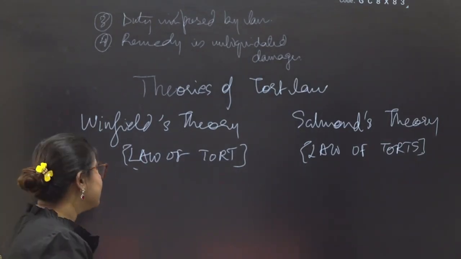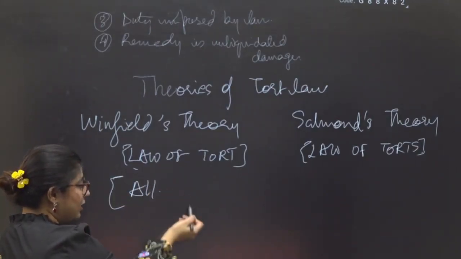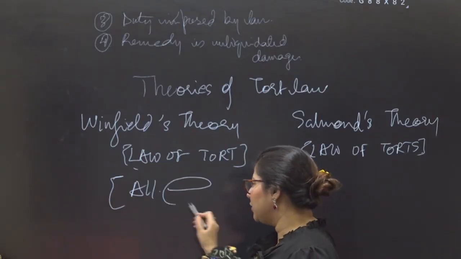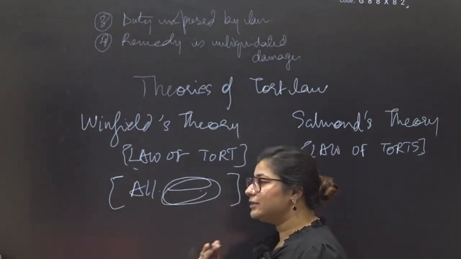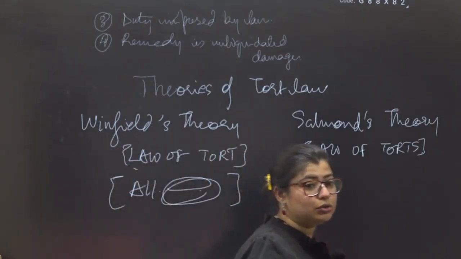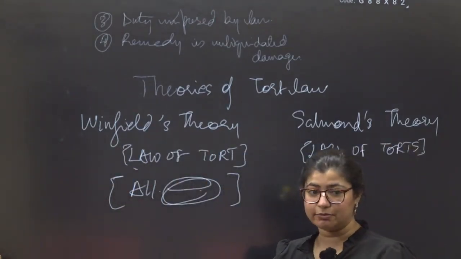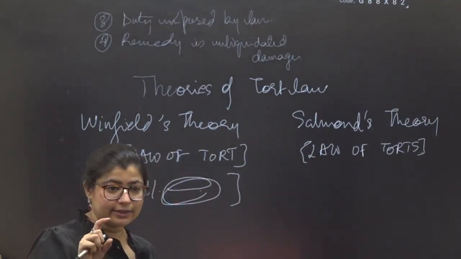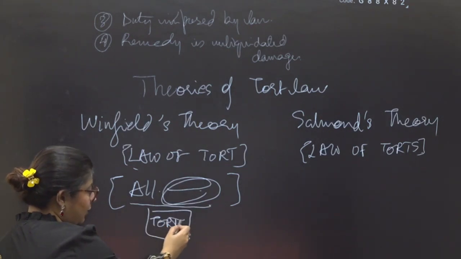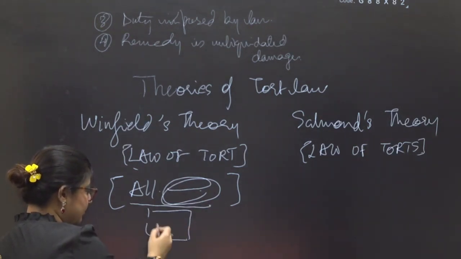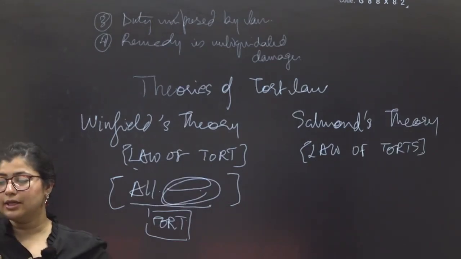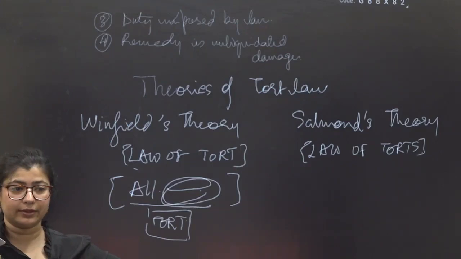What is he saying? Winfield is saying that all unjustifiable harm can be a tort unless justified by law. So he's saying anything can be a tort, right? If there is any unjustifiable harm done by one person to another, and in no section, no statute, no common law principle is it justified, that I was justified in hitting this person or killing this person, then unless it is justified by law, his theory says that all unjustifiable harm is tort. How broad his approach is, right? This is what Winfield is saying. So his approach expands the scope of tort law that we understand.